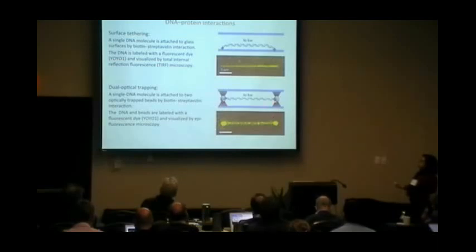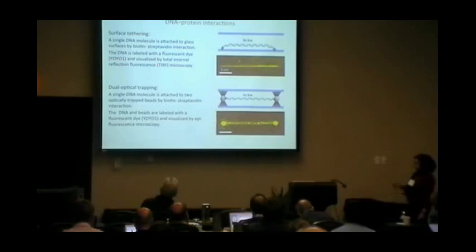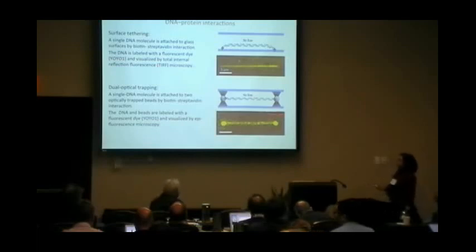Basically, you attach the DNA, again with biotin and streptavidin interaction, to polystyrene beads, and then you trap the beads with a very focused IR laser. One laser is fixed, the other one is movable, so you can adjust the end-to-end distance of the DNA again. For this technique, you use fluorescence, which, as I mentioned, has a higher background, but it gives you the advantage of controlling the end-to-end distance of the DNA.